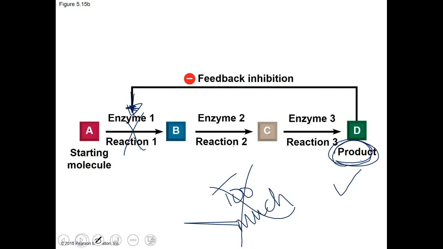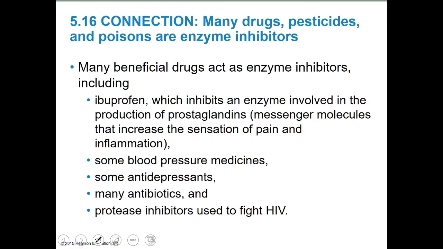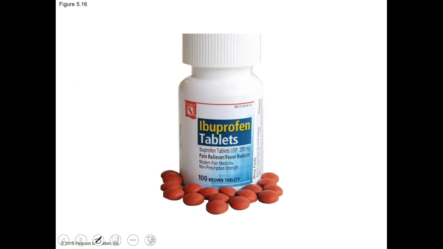Okay. Last connection here is that many beneficial drugs act as enzyme inhibitors, including ibuprofen, which inhibits an enzyme involved in the production of prostaglandins, these things that increase sensory pain and inflammation. So this is how it helps with pain and, you know, swelling. Some blood pressure medicines, antidepressants, some antibiotics, and some protease inhibitors that are used to fight HIV, all are enzyme inhibitors. So it's an important role that we need for scientific study.